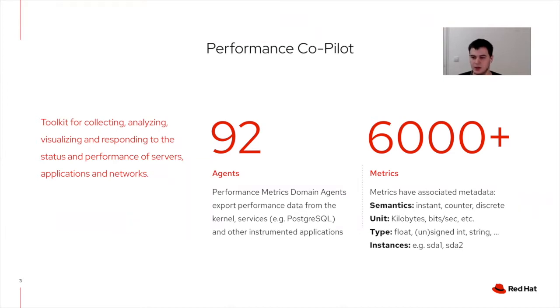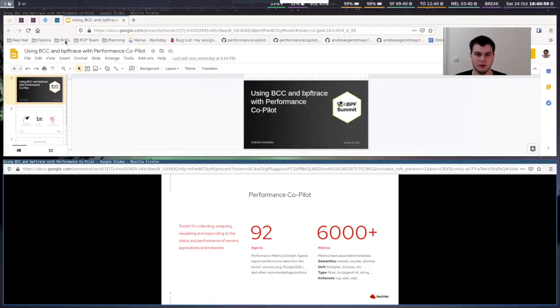Each metric has multiple metadata associated with it, for example, semantics, whether it's a counter value or an instant, the unit, if it's bytes or kilobytes per second, type, and instances. For example, the device throughput metric has one instance for each hard drive. Let's take a look at the code.